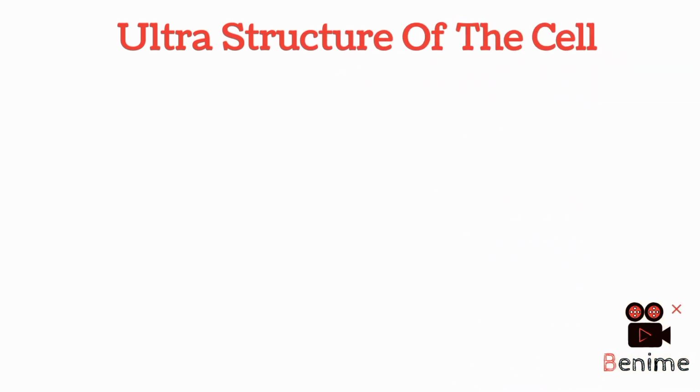Ultrastructure of the cell. All the cells have different structure and function, but here we draw a common structure of the cell. Subcellular structures that are present inside the cell are called cellular organelles, which we will discuss in detail in coming lectures. But today we are going to take an overview of them.